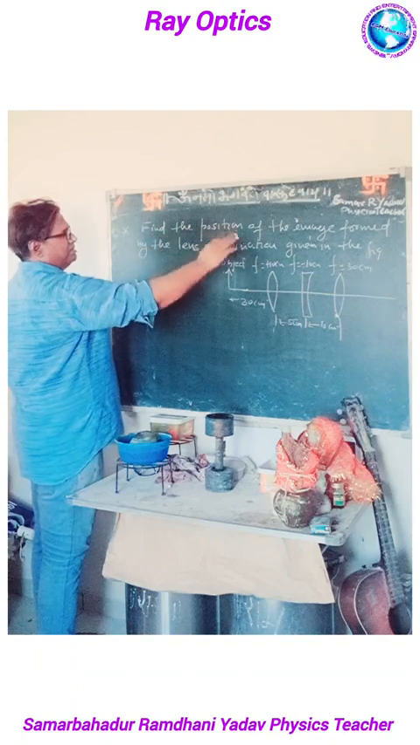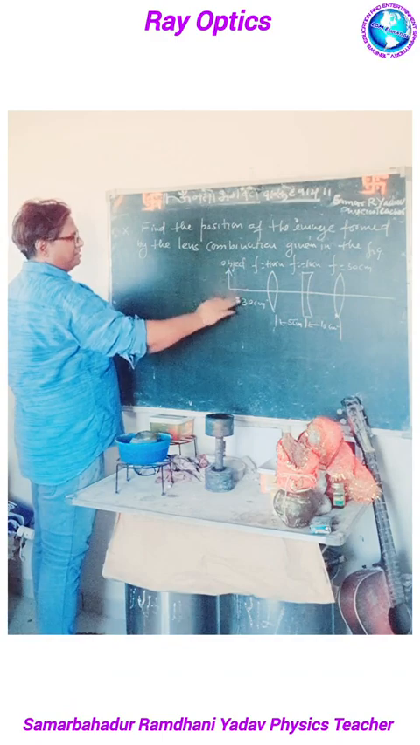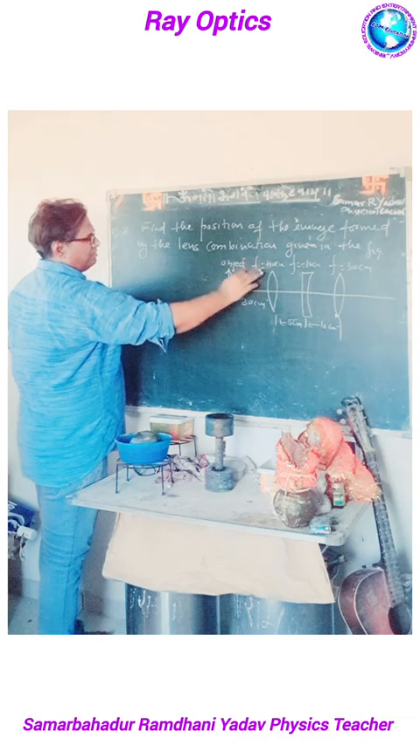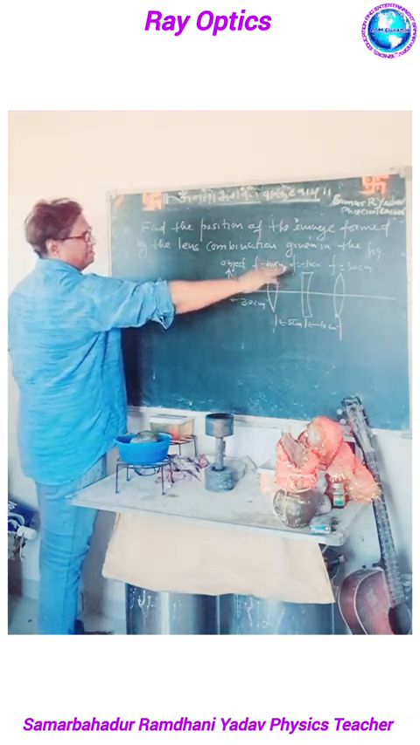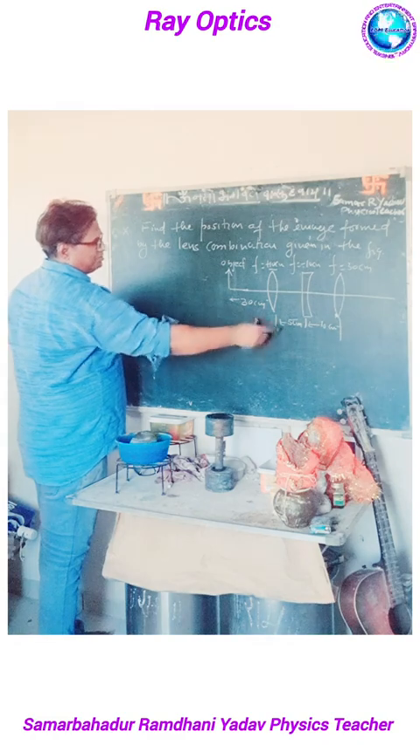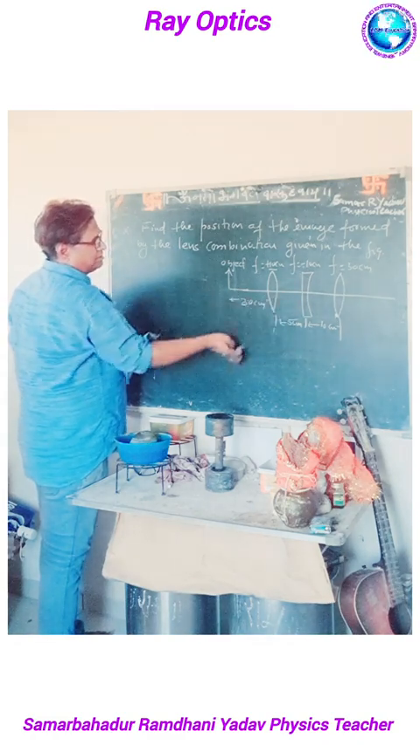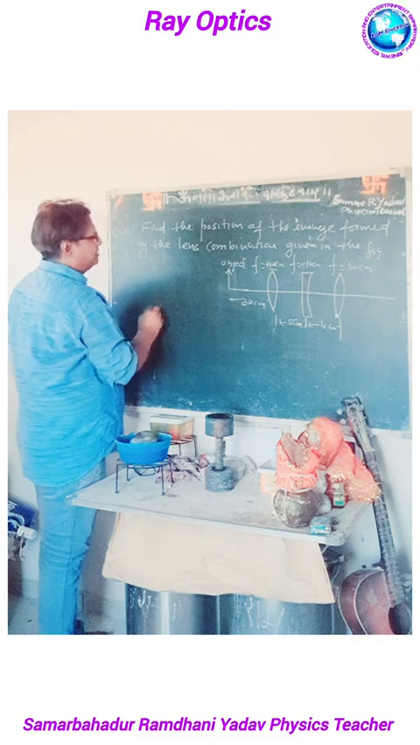Find the position of the image formed by the lens combination given in the figure. You can see in the figure, there are 3 lenses. Lens 1 has focal length 10 centimeter, lens 2 has focal length minus 10 centimeter, and the third lens has focal length 30 centimeter. The distance between first and second lens is 5 centimeter. The distance between second and third lens is 10 centimeter, and the object is kept at 30 centimeter.